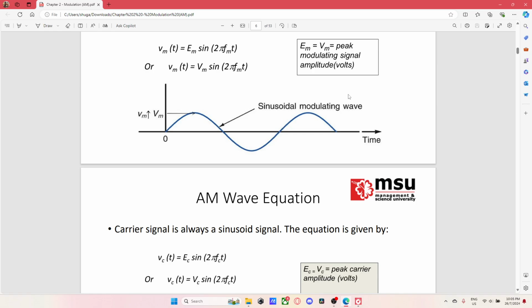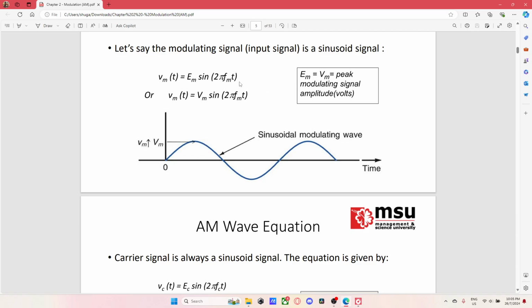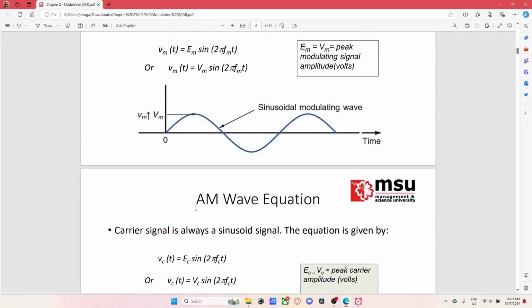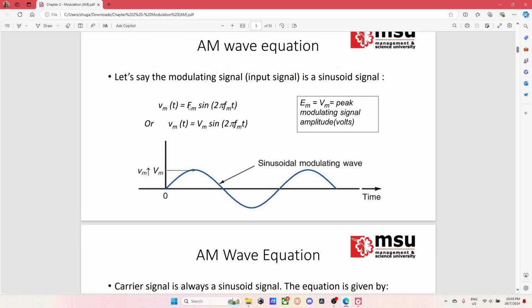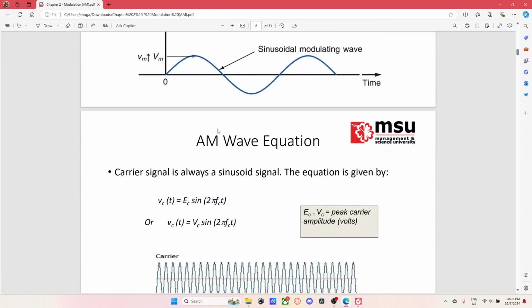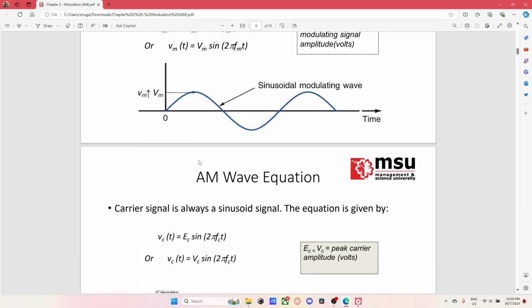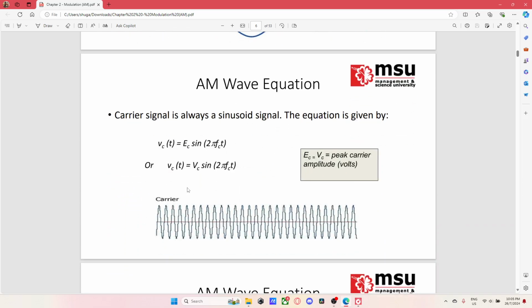The only difference is the symbol: for the modulating signal it is EM, FM or VM, but for the carrier signal it is EC, FC or VC. EC and VC are also the same if we follow the modulating signal equation. This is also similar, so it's easier to just memorize one of these, and the others should be the same for V time here.